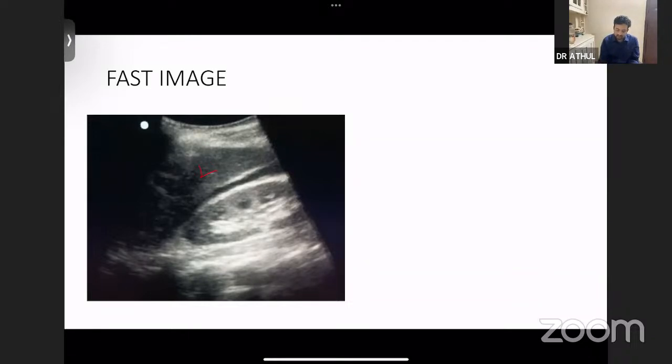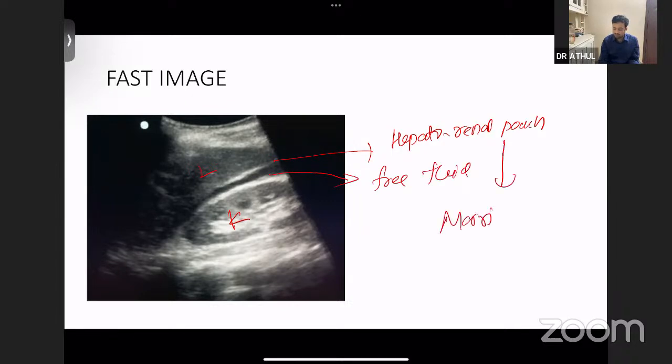This is the liver. This is the kidney. So this part is known as the hepatorenal pouch, and you are seeing some echogenicity here. This is the free fluid seen in the hepatorenal pouch, which is also known as Morrison's pouch. Morrison's pouch is one of the most dependent parts. When the patient is lying down and you are doing the ultrasound, the fluid accumulates in the most dependent part, that is Morrison's pouch between the liver and kidney. You will see hemoperitoneum like this, and if you see this, you should understand that this patient is FAST positive. There is free fluid, that is hemoperitoneum.